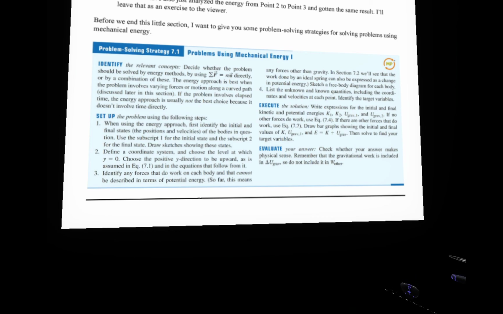So we'll talk about springs and such in the future. Sketch a free body diagram for each body. List the known and unknown quantities, including the coordinates and velocities at each point. Identify the target variables, and then you execute it. So write expressions for the initial and final kinetic and potential energies, K1, K2, U grav 1, U grav 2, and if any other forces do work, then you have to include work other.